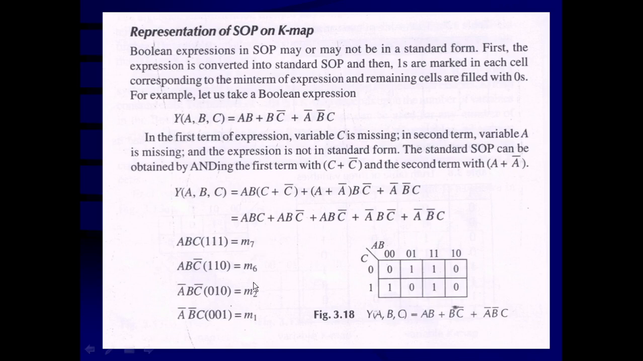So M1 is for the location 1. So for position 1, we put 1 for this min term. For min term 2, we put 1. For min term 6, that is the location here, we put 1. And for this M7, also we put 1. So there are 4 min terms, 4 ones we have substituted at their corresponding locations. Remaining spaces are filled with zeros this way. And that way, the sum of product equation can be represented on a Karnaugh map.